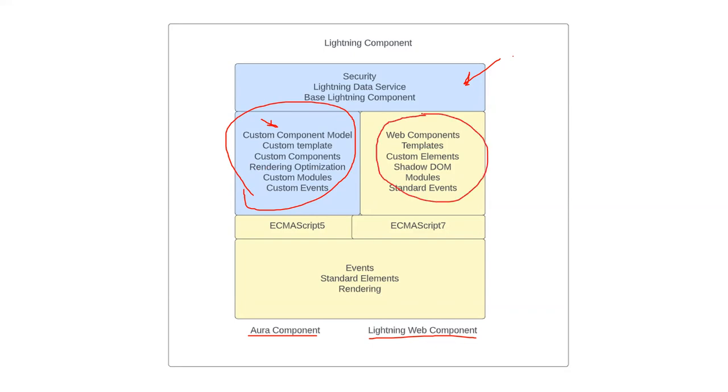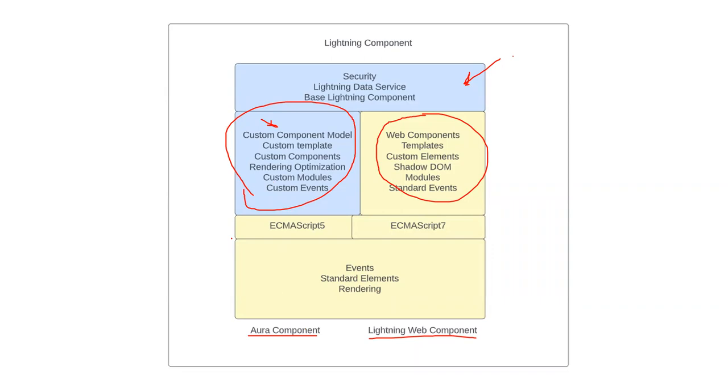In LWC, these are all standards set by W3C. These are all the web standards which are already supported by Lightning Web components, as we have already discussed. In Aura, only ECMAScript 5 was supported, but in the case of LWC, ECMAScript 7 and all the ECMAScript versions which will be released in coming years will be supported by LWC. And then again, these are things which were common in both methodologies, Aura and Lightning Web components. That's why it says I have got them in both.